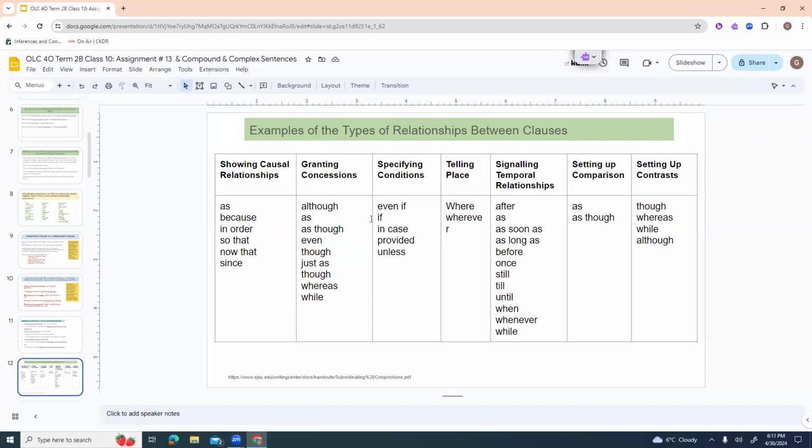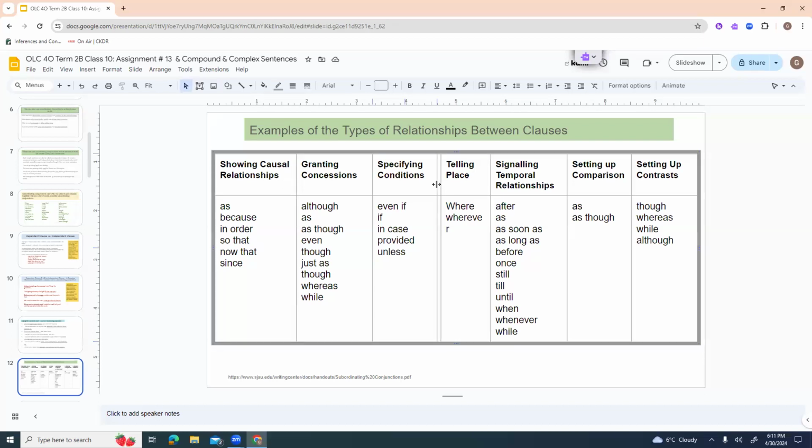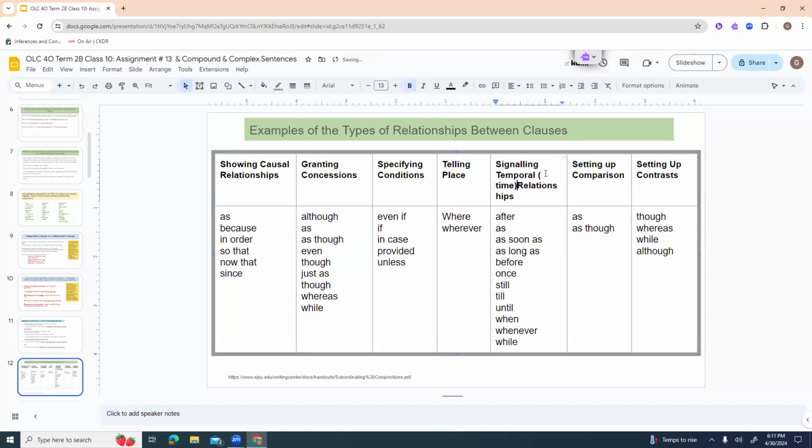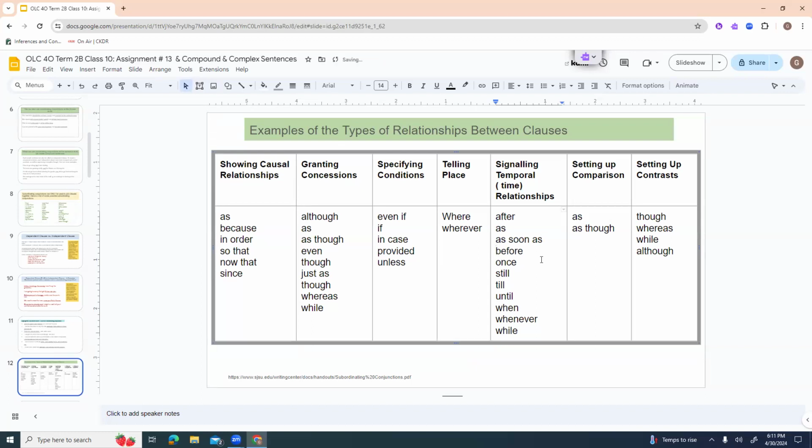Telling the place: where or wherever. Signaling temporal. Temporal is a fancy word for time. So in these ones, we're showing that the two things are related in time some way. After, as soon as, oh, as long as doesn't belong there. Before, once, still, till, until, when, whenever, or while. You could see that as long as would mean there's a measurement relationship there.